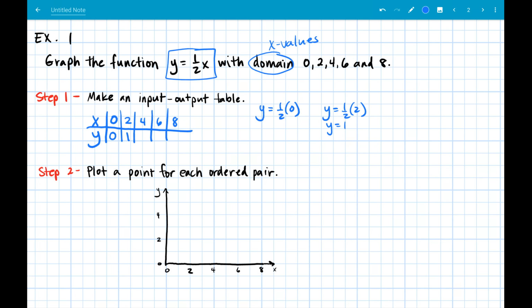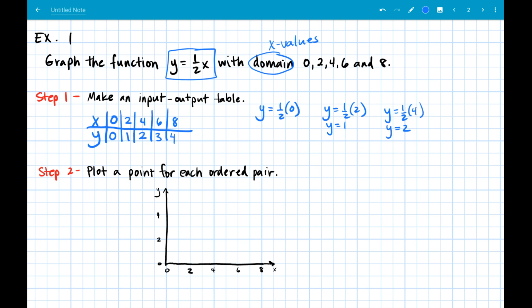So that helps me with the next step of my table. I'll just write one more out for you. Now I'm going to plug in 4 for x this time. So y equals 1/2 times x, which is 4. So 1/2 of 4 is equal to 2. That means my output value would be 2 when x is 4. I did the same thing, plugging 6 in for x and plugging 8 in for x. We know half of 6 is 3 and half of 8 is 4. So that's my input and output table.